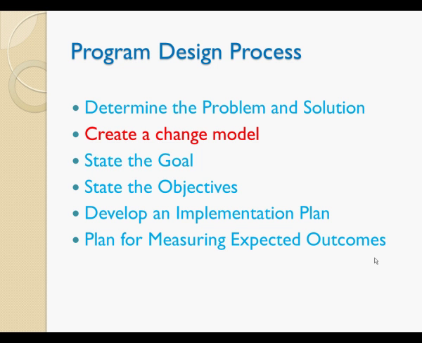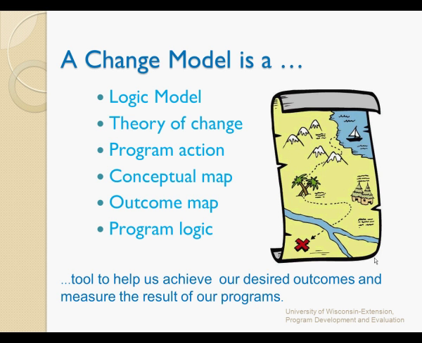So our program design process is divided into very distinct steps, even though the process, as we say often, is iterative. Today we're going to talk about the second step in that process, which is creating a change model for your program. Once we have determined the problem and the extent of the problem, and we start to look at potential solutions, we want to establish how we are going to go from our current state to our desired outcome. And that's where our change model becomes important.